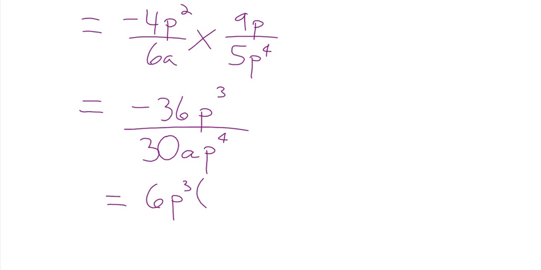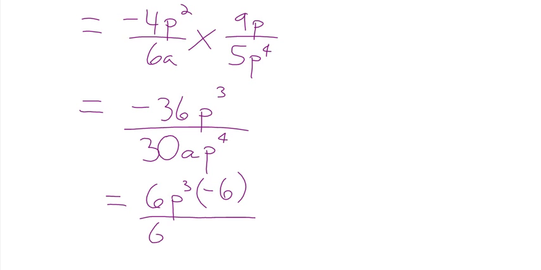6p cubed. So how will I get negative 36p cubed? What goes in here? Negative 6. I mean negative 6, right? Because we need to have that negative. Why didn't I take the negative out here? Because there's no negative on the bottom. Right? So it won't simplify out.